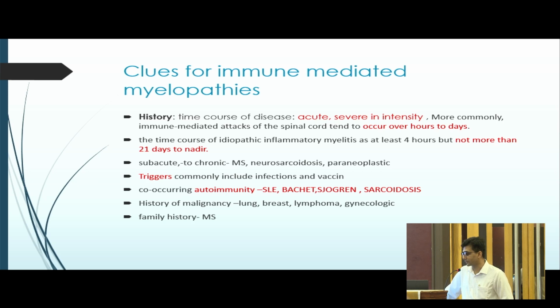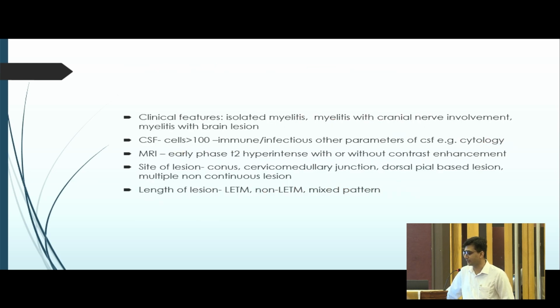So clinical features: myelitis, particularly isolated myelitis, or myelitis with cranial nerve involvement, or myelitis with other brain lesions. That will give you the clue that the patient is most likely to have an immune mediated myelopathy, like NMO and MOG, which have brain as well as optic nerve involvement. CSF: generally immune mediated myelopathy has CSF cells more than 100. And other parameters will be done, like CSF cytology in case of paraneoplastic.